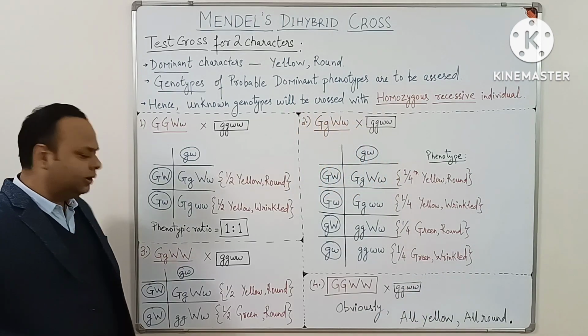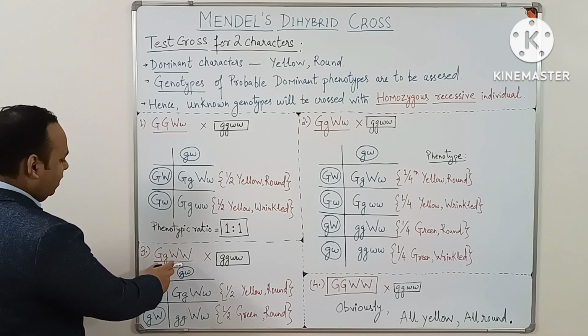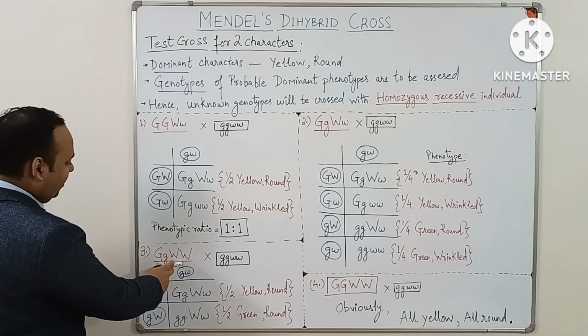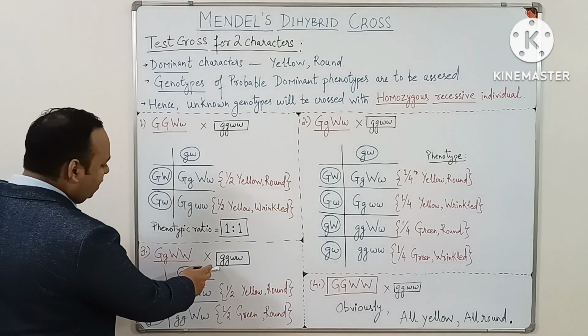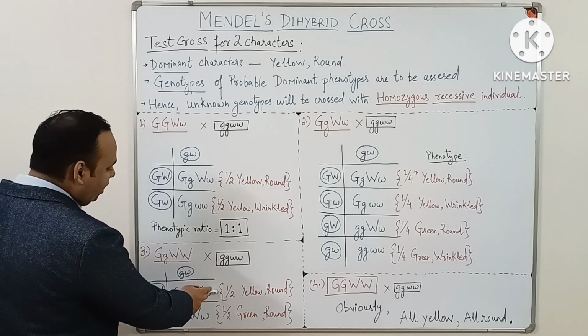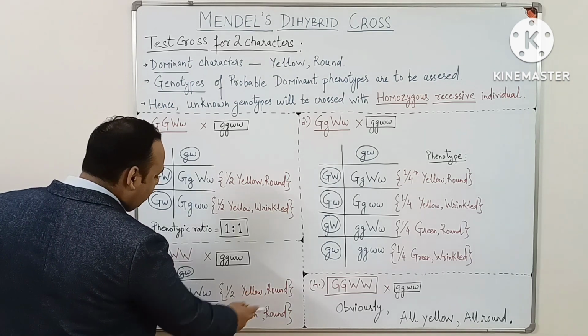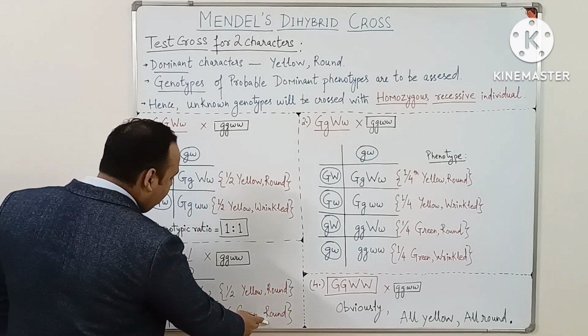In the third case, where the plant is heterozygous for color of seed and homozygous dominant for shape of seed, when it is crossed with a homozygous recessive individual, a 1:1 phenotypic ratio is also found here, where half of the plants are yellow and round and half are green and round.